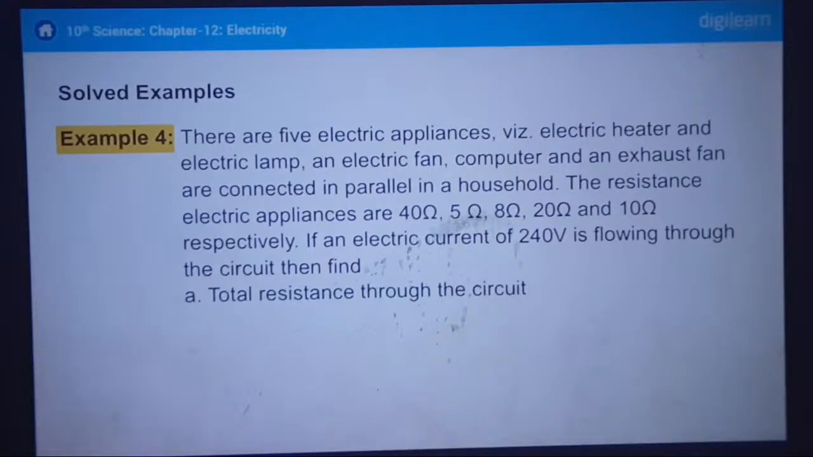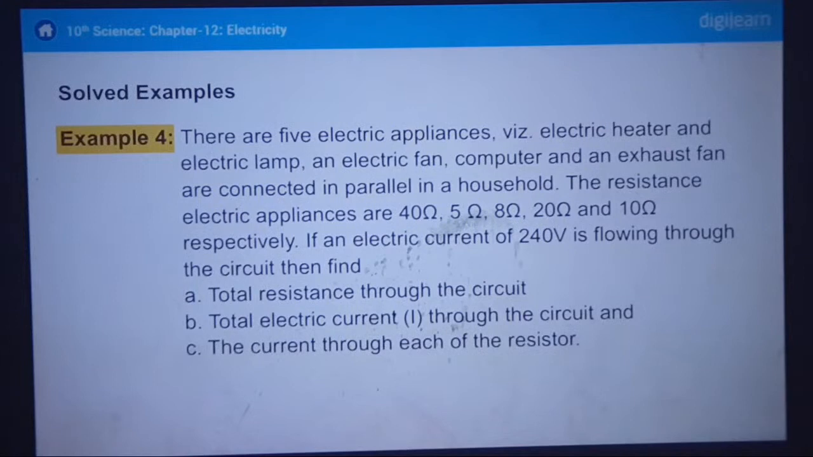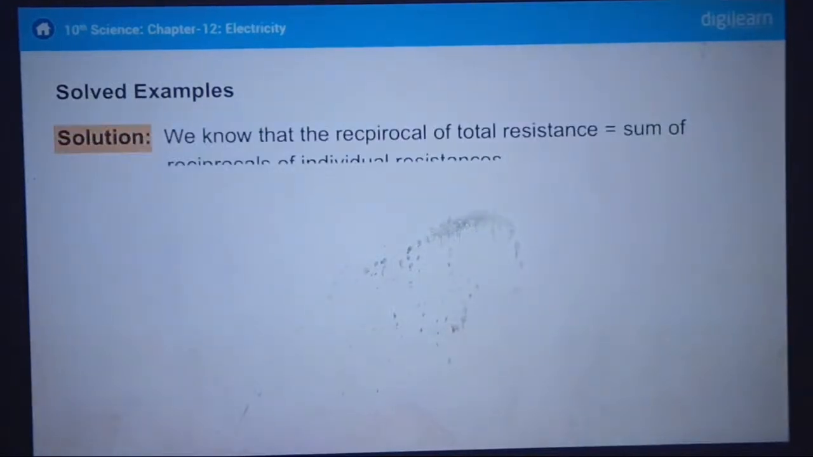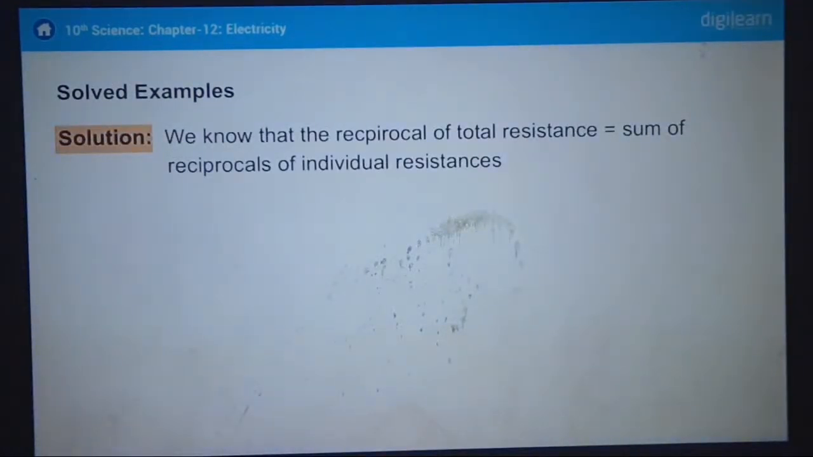A. Total resistance of the circuit, B. Total electric current I through the circuit, and C. The current through each of the resistors. Solution. We know that the reciprocal of total resistance equal to sum of reciprocals of individual resistances.